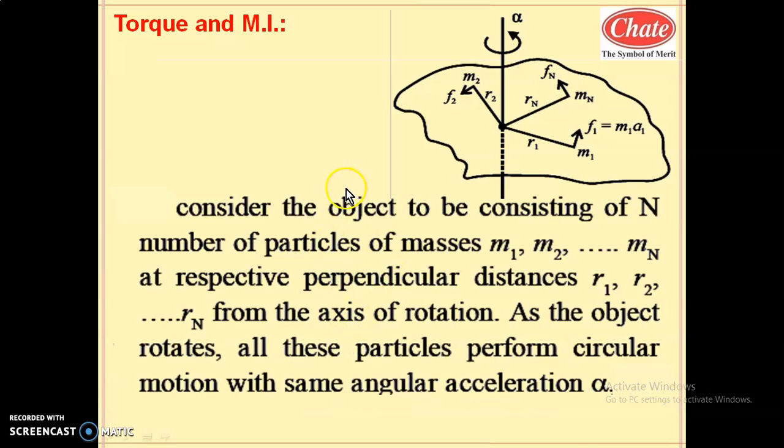Let us see one more relation in this rotational dynamics, that is the relation between torque and moment of inertia. To study the torque and moment of inertia, the formula is tau equals I alpha. While studying this derivation for a rigid body, we have to consider that the body is rotating with a constant angular acceleration alpha and not with a constant angular velocity. If angular velocity is constant, then alpha will be 0, then the torque will be 0.